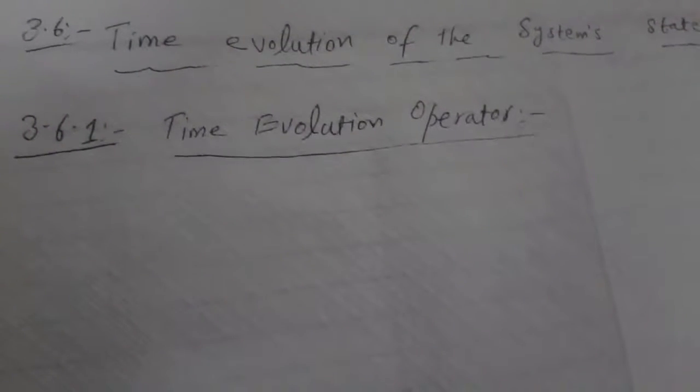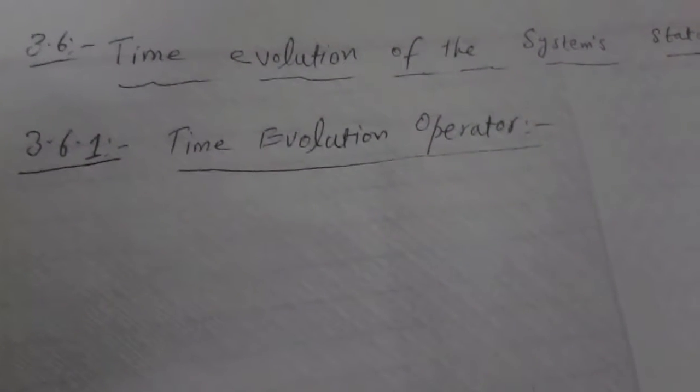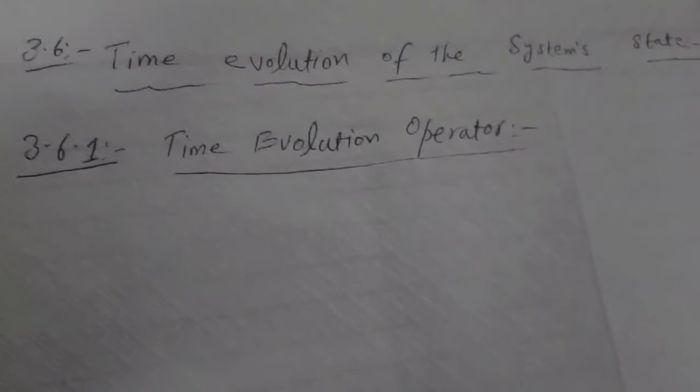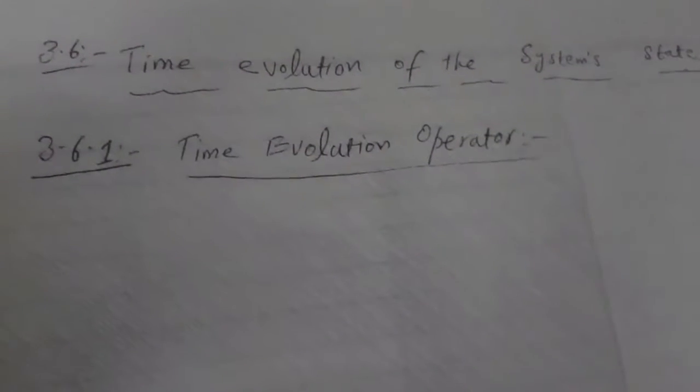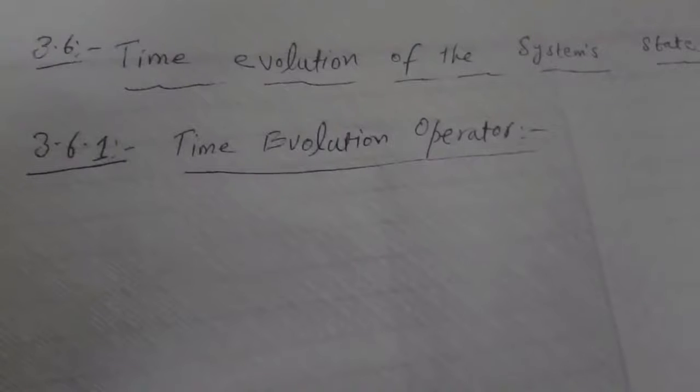Today, our article is Time Evolution Operator. We are studying the quantum mechanics of Zettili, chapter number 3. The article number is 3.6.1.